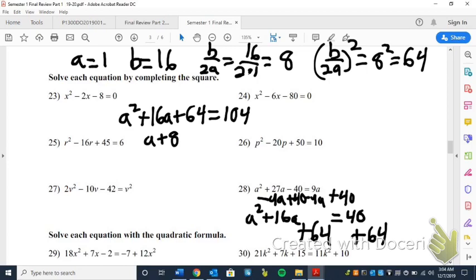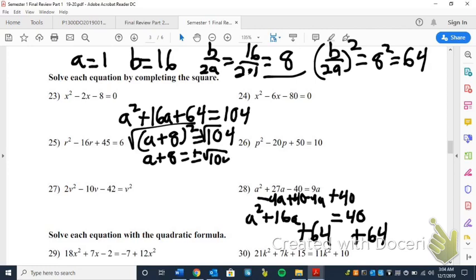Factor the left side to a plus b over 2a squared, or in this case, a plus 8. Here, b over 2a, as we found out, equals 8. So we go a plus 8 squared equals 104. Square root both sides, so we get a plus 8 equals plus or minus the square root of 104. Subtract 8, and we get a equals negative 8 plus or minus the square root of 104.